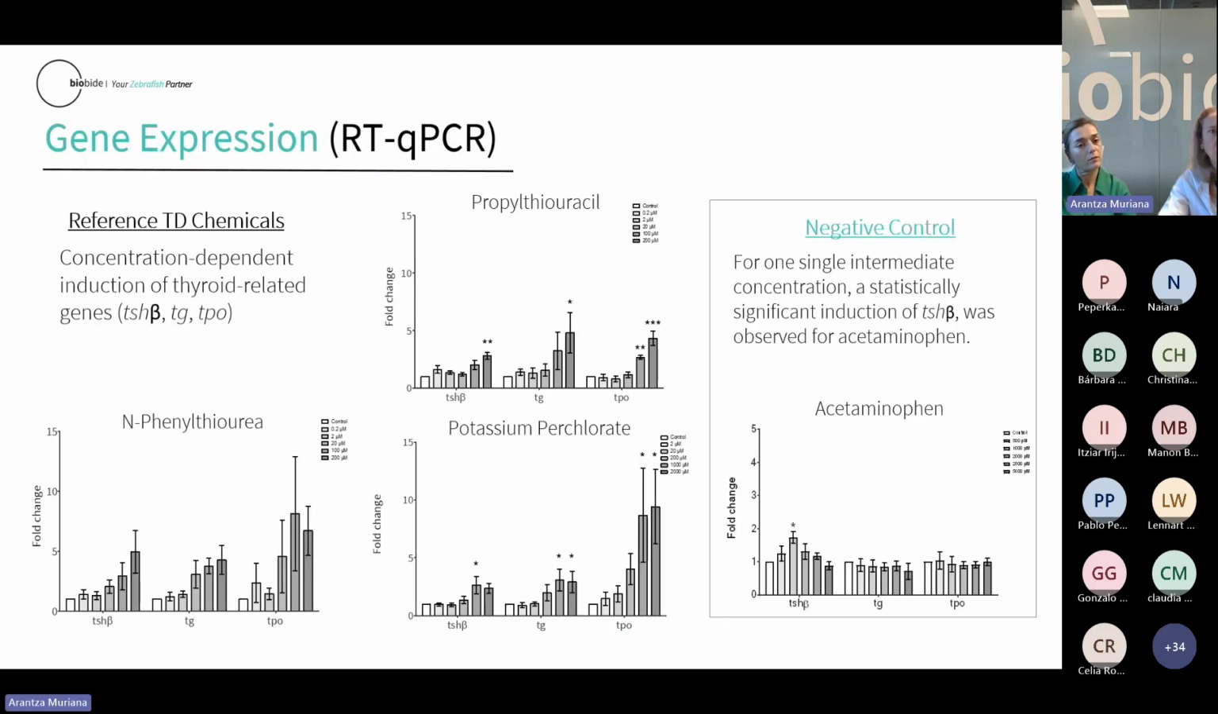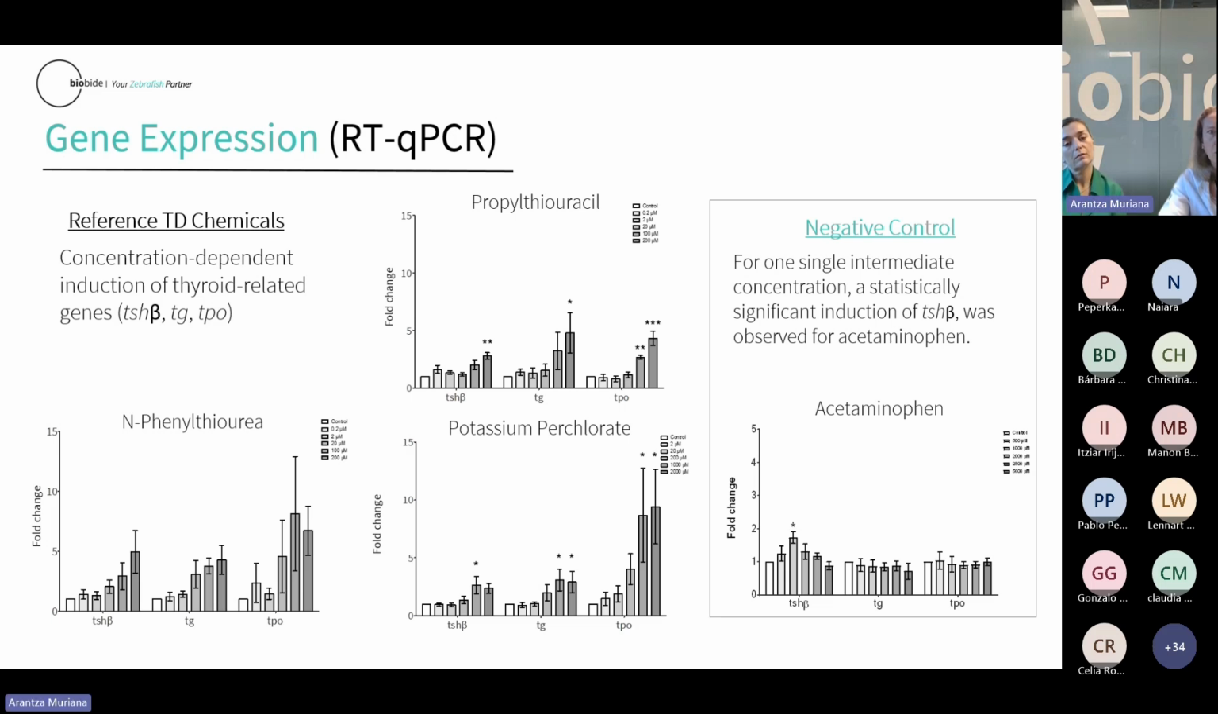Regarding the gene expression analysis, we detected the 3 different target genes, TSH beta, TG, and TPO, and also at 5 concentrations per compound. We performed RT-qPCR, and here you can see the results for the reference thyroid disruptor chemicals, propylthiouracil, potassium perchlorate, and phenylthiourea. We observe an increase in the expression of the 3 target genes, highlighting the effects of these chemicals in the thyroid pathway.